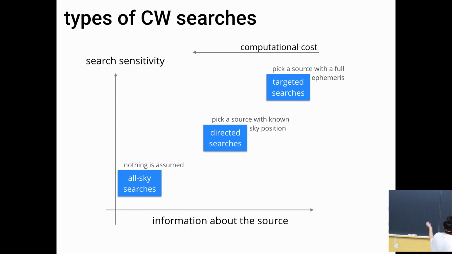And then you have all-sky searches, pretty straightforward. You assume nothing, and this is the lowest search sensitivity and the highest computational cost, but in some ways maybe the largest gain.